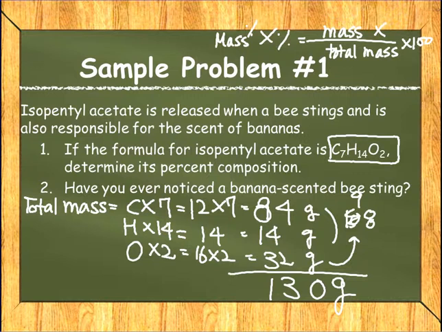Okay. It's 84 plus 14 is 98. I did the math wrong, add them together. Okay, the total mass we know is 130 grams.